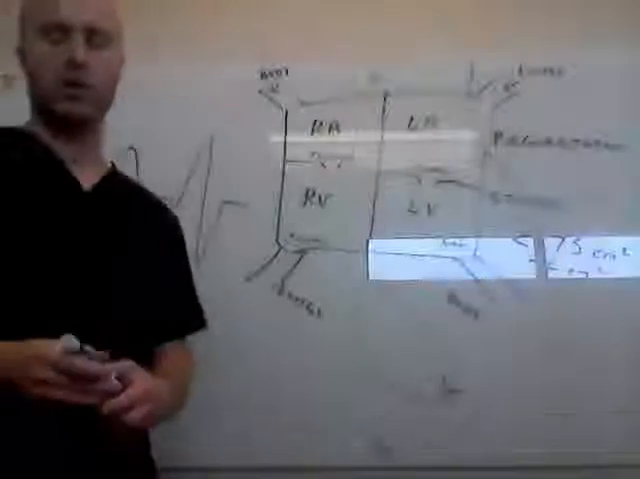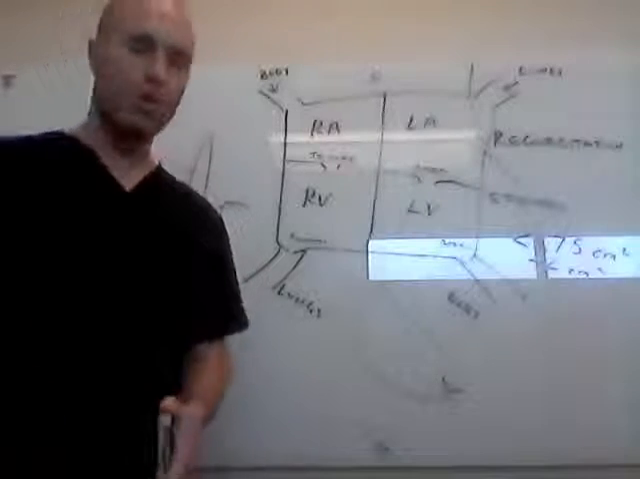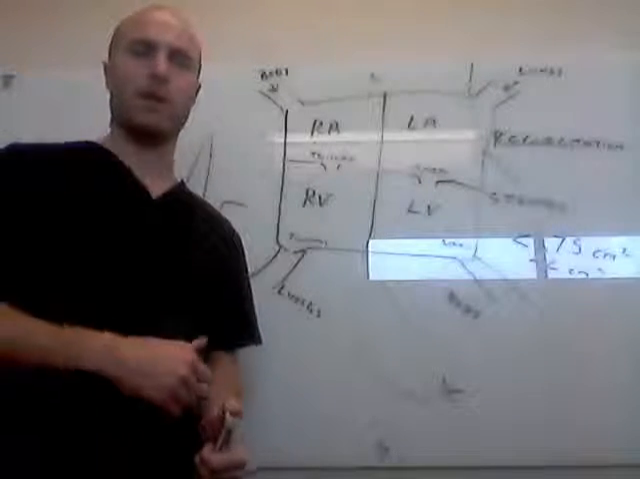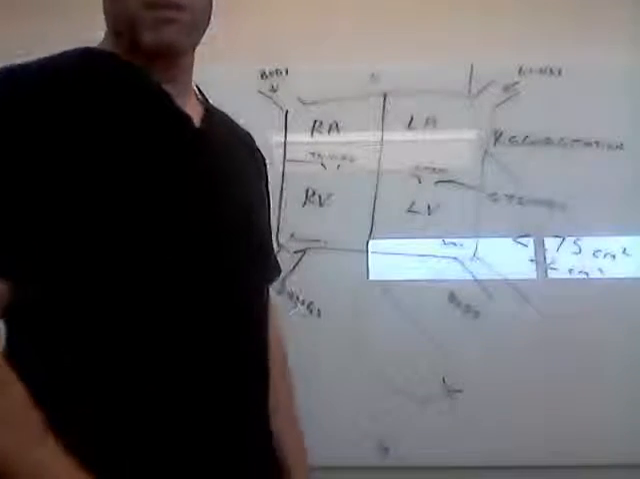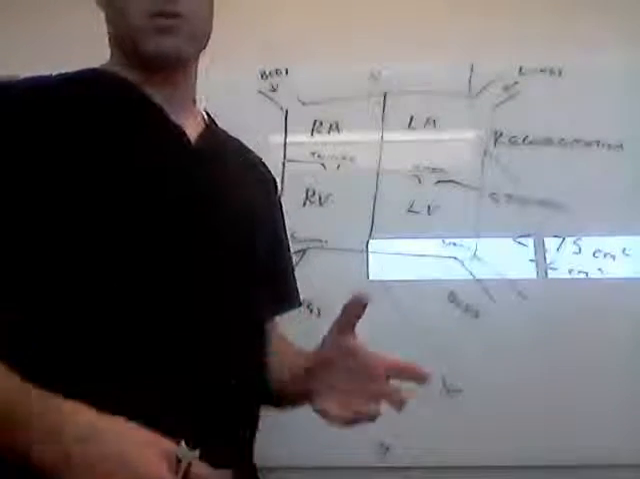Now you have to know what normal looks like in order to know what abnormal looks like. So I'd encourage you to look up a normal, and then type in atrial enlargement, and you'll see there the left atrial enlargement abnormality. You also might have atrial fibrillation.